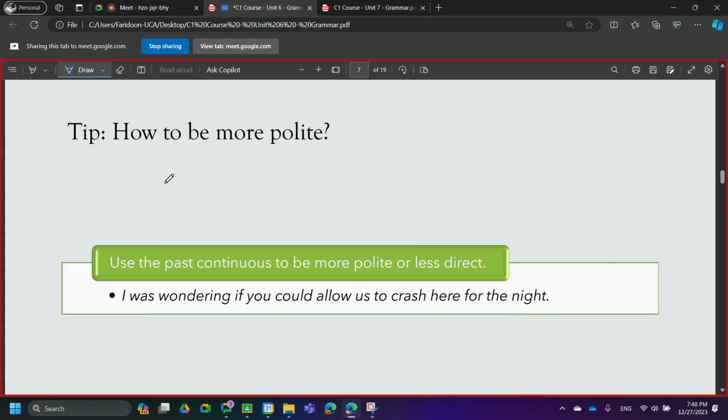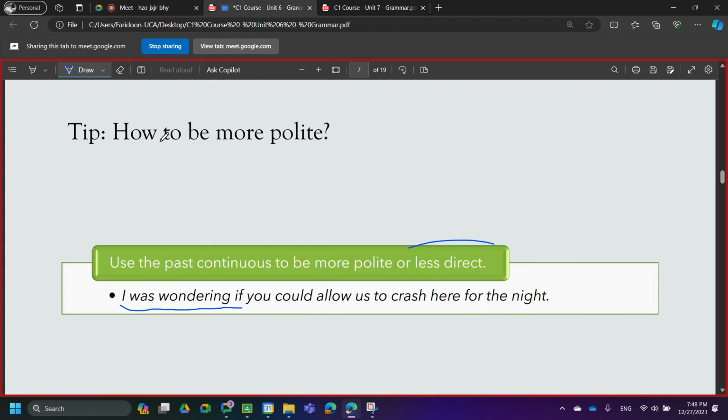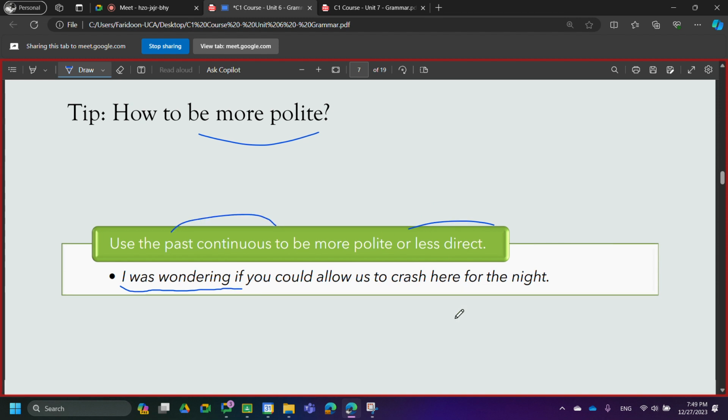So there's a tip now on how to be more polite. You can use the past continuous to be more polite or less direct, which is, of course, always welcomed. For example, I was wondering if you could allow us to crash here for the night. When you just say I was wondering, of course "if" is also part of it, it just means that you are being polite, okay? You're not being too harsh, you're not being very direct about your request. You're saying it in an indirect way, which is really good. Okay, so it's about past continuous.